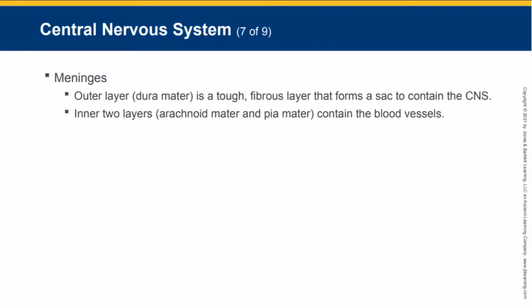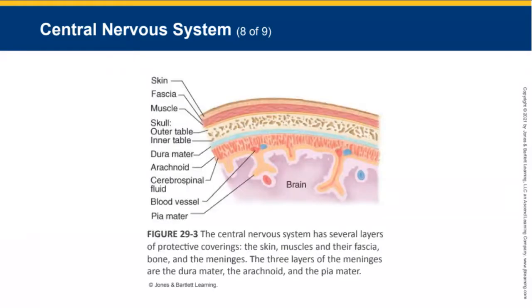Now, the meninges: the outer layer is the dura mater. This is a tough fibrous layer that forms a sac to contain the CNS. The inner two layers are the arachnoid and the pia. So it's the arachnoid matter and the pia matter that contain the blood vessels. Here is a soft layer. And same as how it is laid out on this diagram, make sure you commit that to memory, because bleeding can occur.